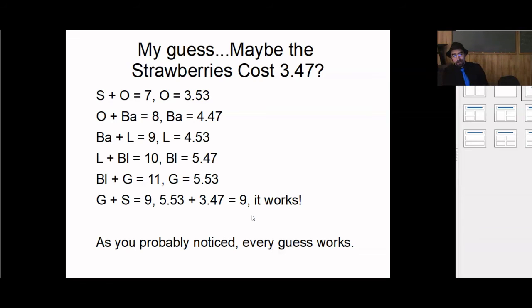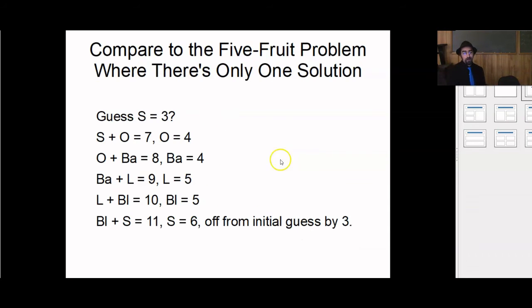Now, if I knew that your guess worked, no matter what you guessed, and I'm reasonably certain you didn't guess $3.47, as you probably figured out, it turns out every guess is going to work. This has to do with the system being what's called underdetermined. Right, where it looks like we have 6 different equations, but really we have 5 equations and another one that we knew had to be true. Let's see what happens if we try this on the 5-fruit problem, where there's only one solution. So we know, we've solved before that the strawberries have to cost $4.50.